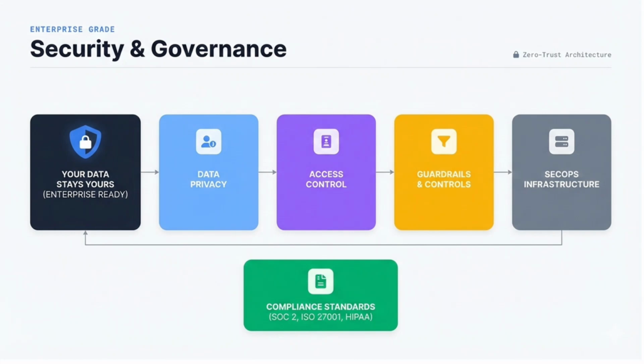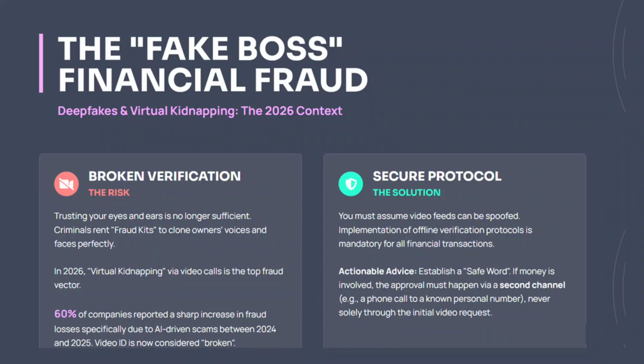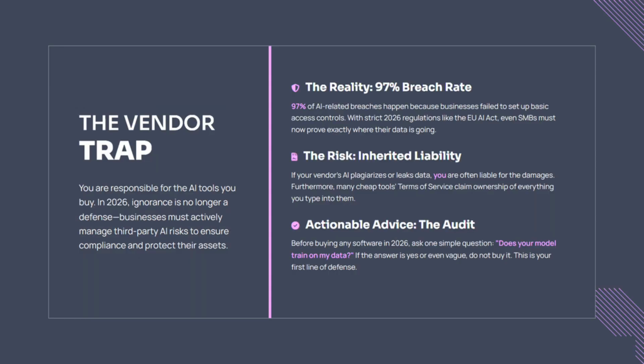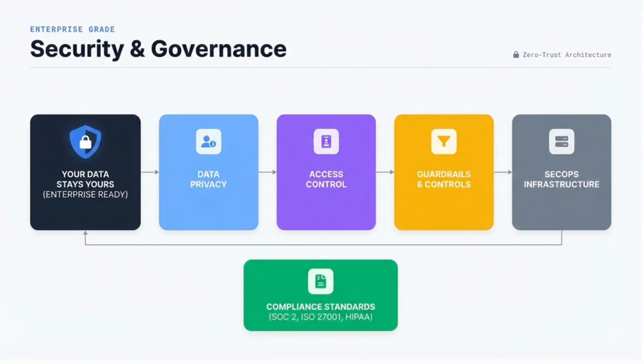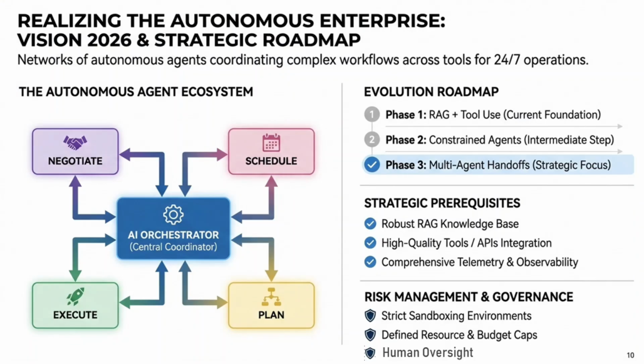In this video, we talk about security and governance, the invisible employee, the fake boss, the financial fraud, the vendor trap, summarizing security and governance again, vision of AI in 2026, and strategic roadmap. This is the final video in the video series of AI jargon in simple terms. This is part of a nervous system of AI where we talk about how to control AI and use AI effectively. Let's get into the slides.